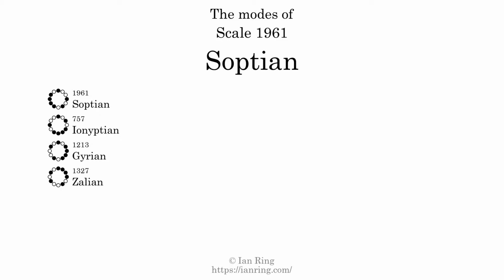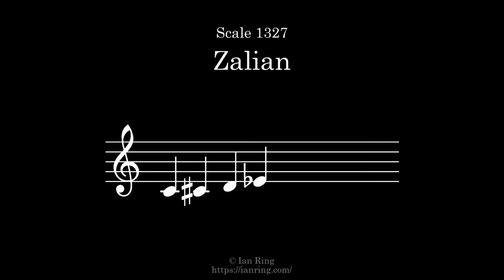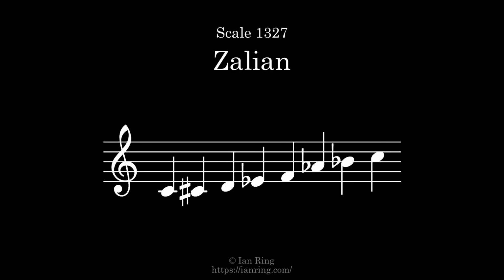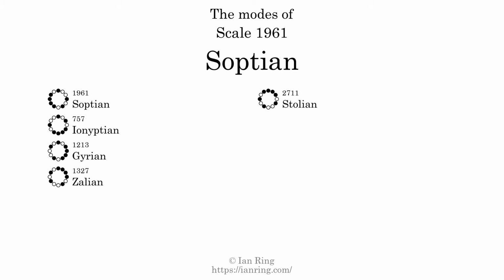The fourth mode is scale 1327, also known as Zalian. It sounds like this. The fifth mode is scale 2711, also known as Stolian. It sounds like this.